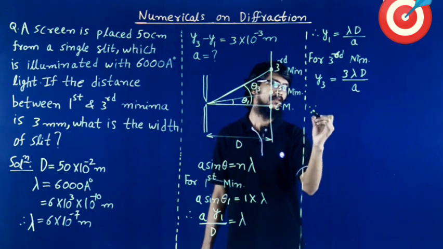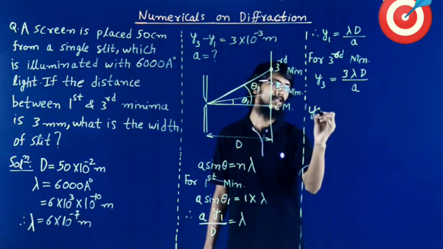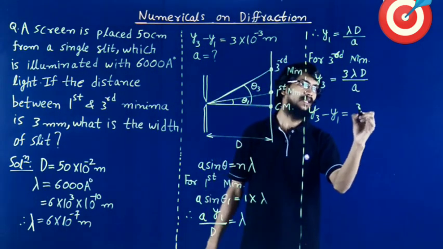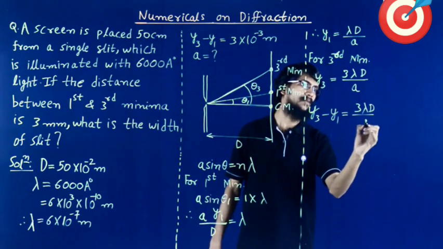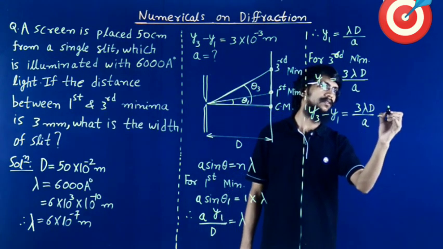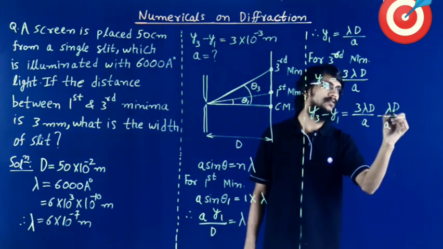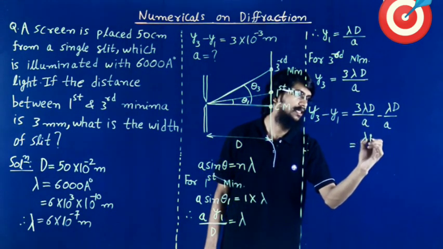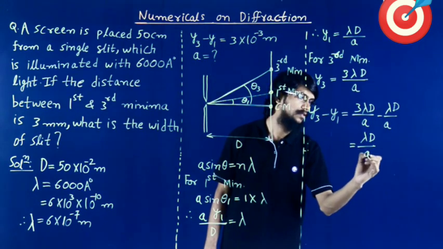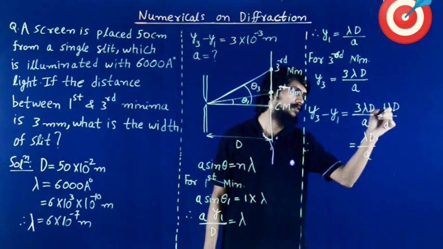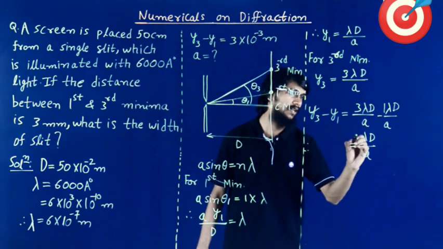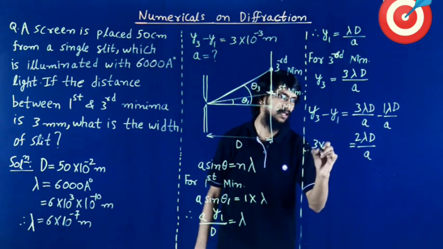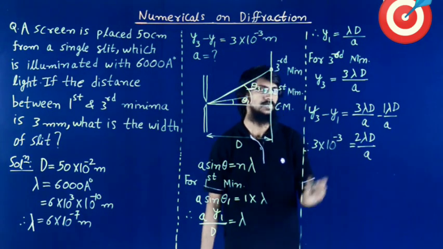Now let's subtract these two. So y3 minus y1 will give us 3 lambda by A multiplied by D minus lambda by A multiplied by D. Lambda D upon A will come out as a common term. We have 3 here, and if nothing is written here, we write it as 1. So 3 minus 1 will give us 2. And this value is already known to us, 3 into 10 raised to power minus 3. Now the only unknown is A.